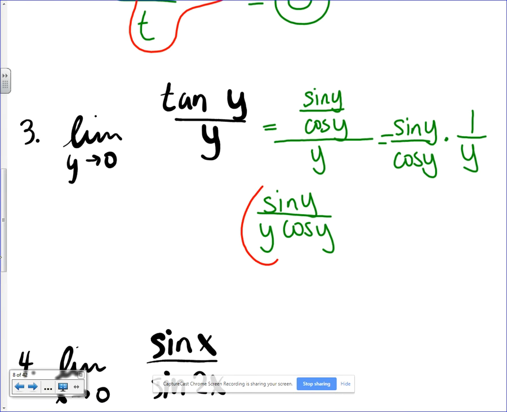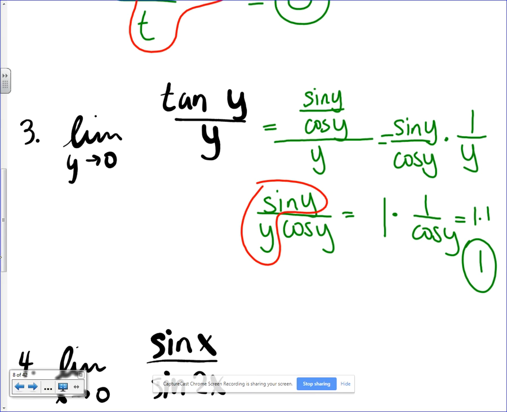And look at what we got going on here. That's convenient, right? What does that equal, folks? So now I have to plug in this 0. What is the cosine at 0? So really this is 1 times 1 gives me a final answer of 1. It's all about manipulation.